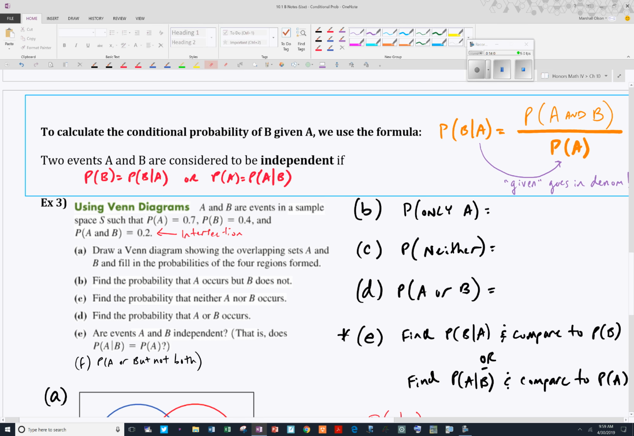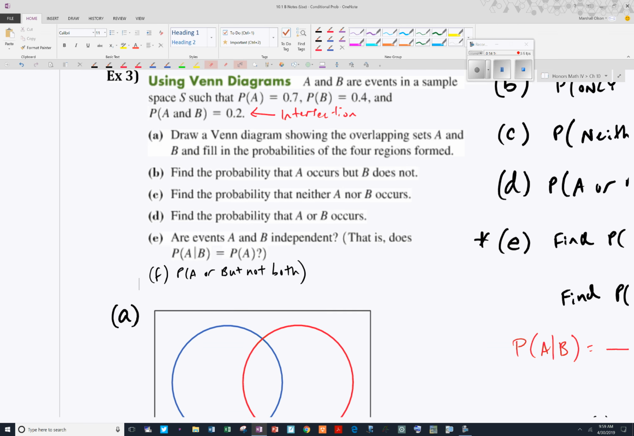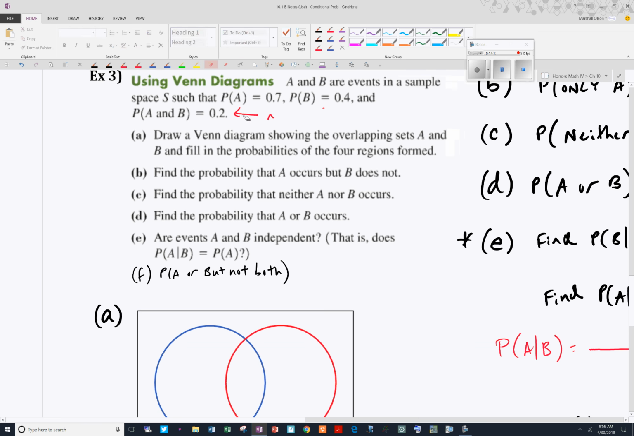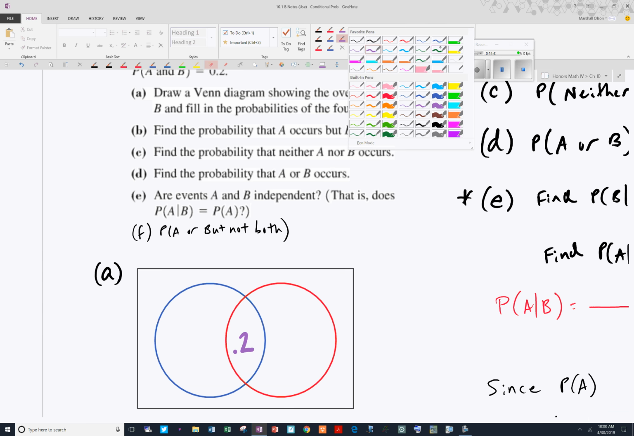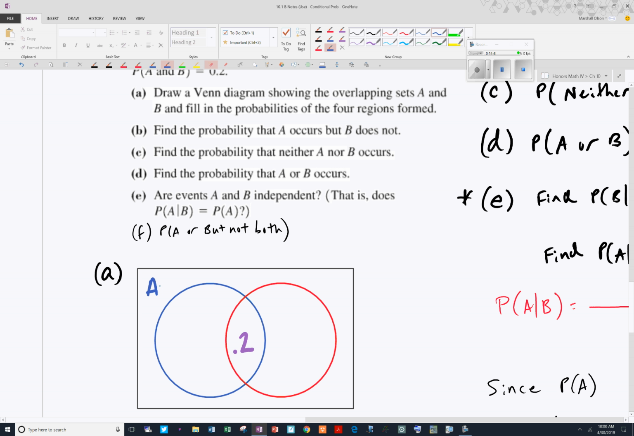But the first thing I want to do is make a Venn diagram. So take a look at example 3, the probabilities they give us. It says A and B are events in a sample space S such that the probability of A is 0.7, B is 0.4, and the intersection, the and probability, is 0.2, which is the first one we should put in our Venn diagram. At 0.2, right? So let's do that right away down here. The intersection is 0.2. These are generic here. We're just calling this A. We're calling this B.